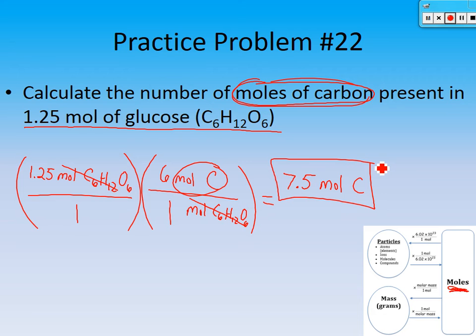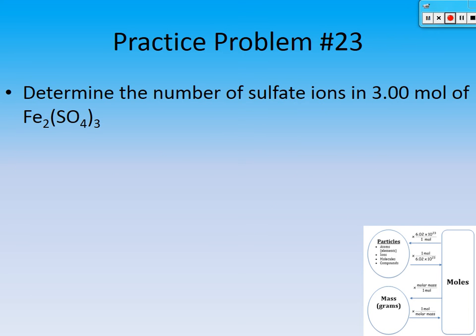I think I've got one more problem like this, so let's get to it. Practice problem number 23. Let's read it. It says, determine the number of sulfate ions in 3 moles of iron sulfate. Okay, this is called iron sulfate. So I'm going to give you a second to try this one. Sulfate, I'll just give you a hint, is a polyatomic ion. It's SO4. So this is the sulfate ion. But how many do we have? 3 of them. So that's kind of my hint.